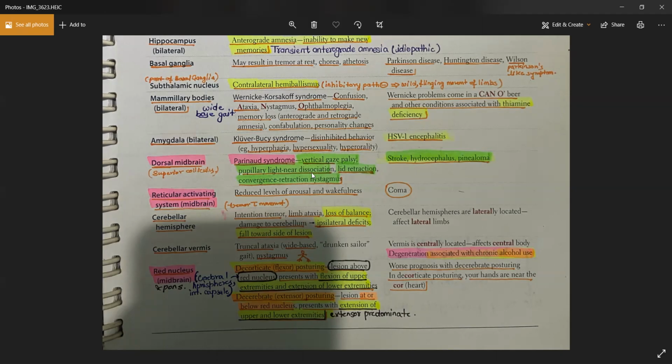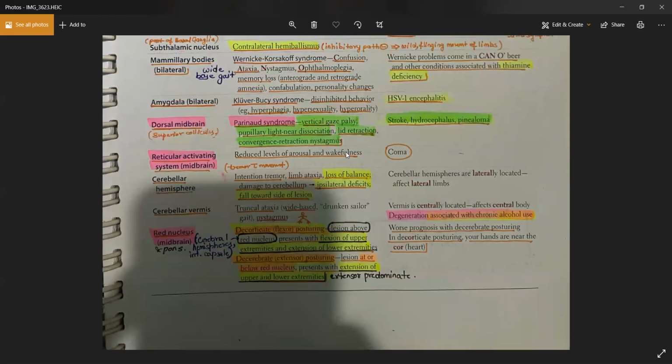Okay, and you will also get light-near dissociation. The convergence-retraction nystagmus is also there, right? So it happens whenever you cannot move your eyes upward, because you got the vertical gaze palsy from this syndrome, because of the superior colliculus damage.